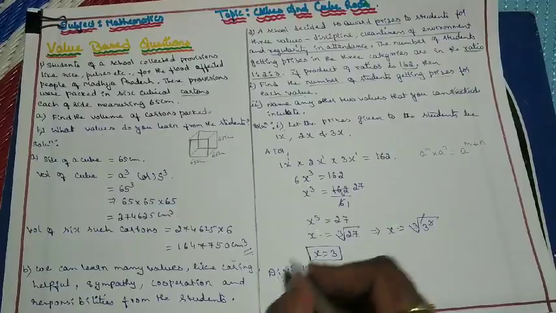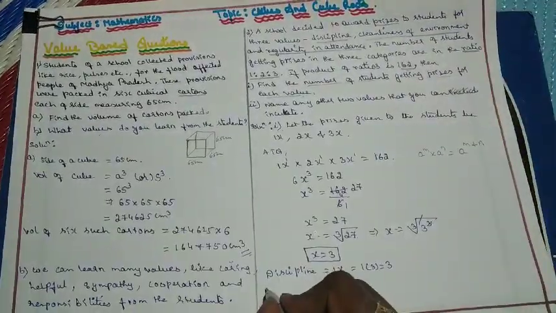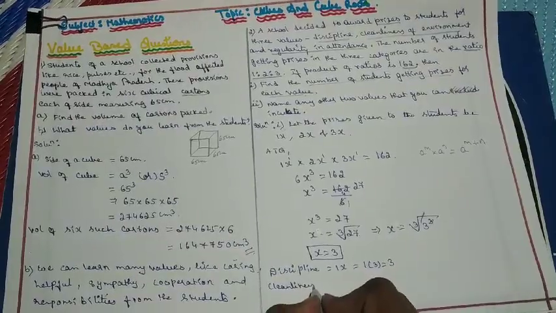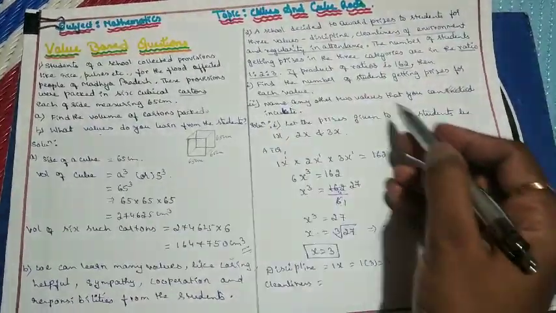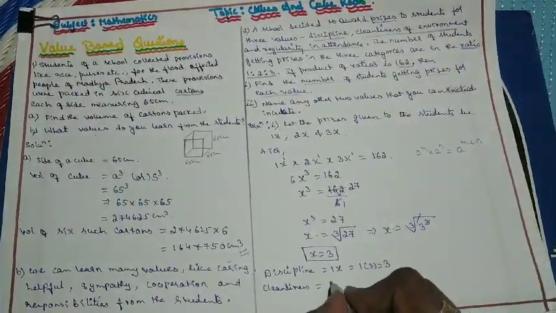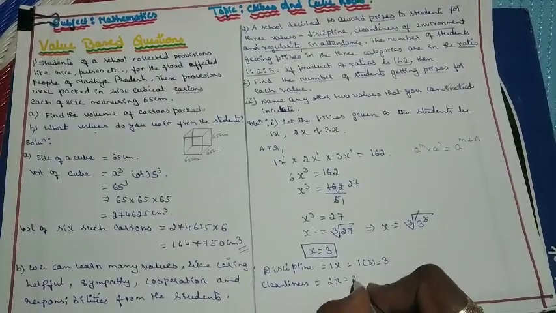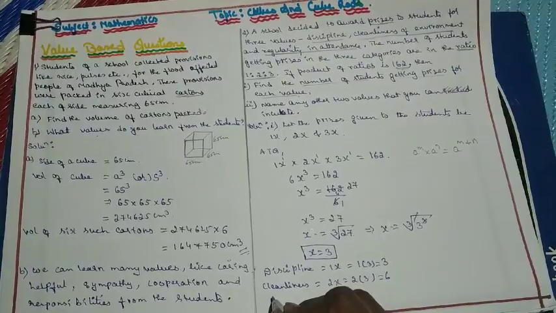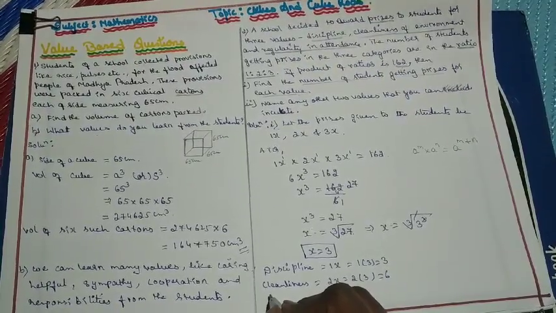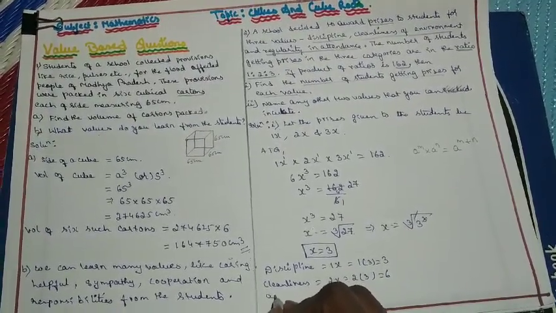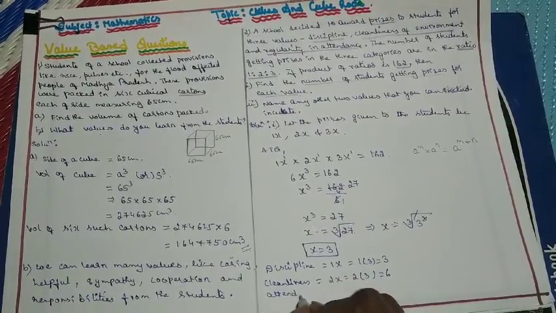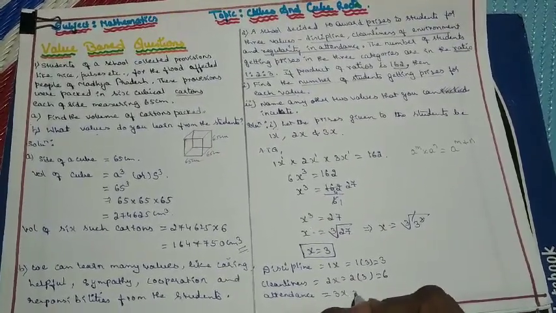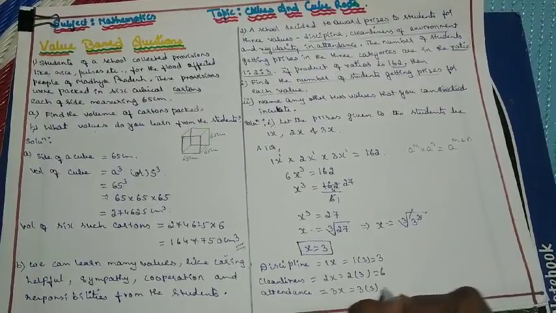Then the next was for cleanliness. The ratio was 2, means 2x. So 2x is equal to 2 into 3, equal to 6 students. Then for regularity, that is attendance, it is equal to 3x, which is nothing but 3 into 3, equal to 9.